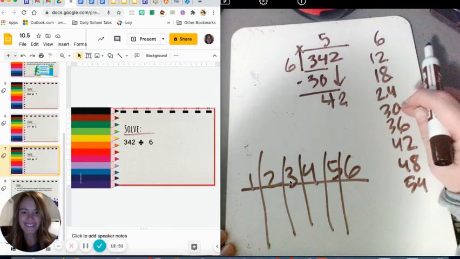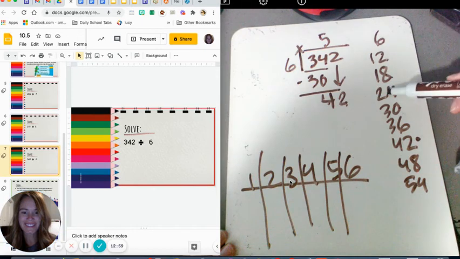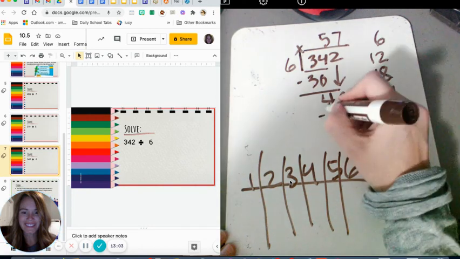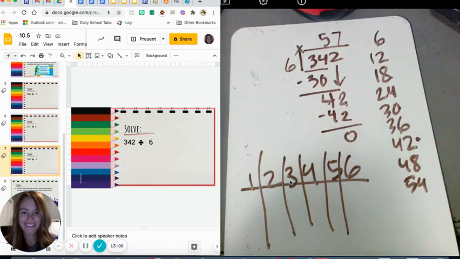Well, if I look at this list over here, right away, I see that 42 is on my list. It would go exactly 7 times. 1, 2, 3, 4, 5, 6, 7. Because 6 times 7 is 42. I would use all 42 ones. So 6 times 7 is 42. So 342 divided by 6 equals 57.